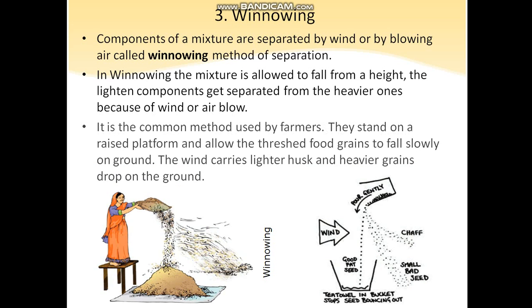So in winnowing, the mixture is allowed to fall from a height and the light components get separated from the heavy ones because of wind or some air which is blown in its way. This method is used majorly by farmers so that they can separate the grains from the unwanted material.